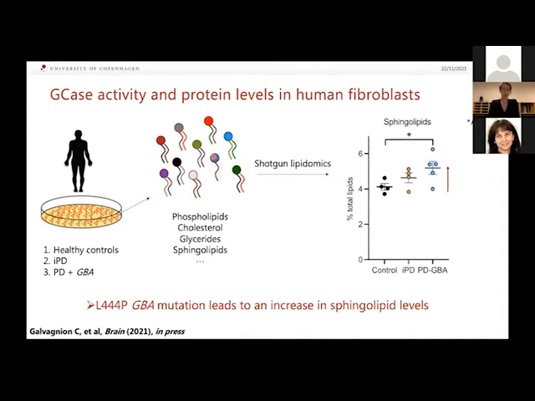Then we extracted the lipids from those fibroblasts, and we did a shotgun lipidomic analysis. There we looked at the level of a range of different lipids, including phospholipid, cholesterol, glyceride, and sphingolipid. And we mainly only observed a significant increase in the level of sphingolipid. Then the next step of the analysis was, of course, to look at the chain, because as I mentioned before, the chain of the lipid is very important in determining whether or not a specific lipid can initiate the aggregation of alpha-synuclein.